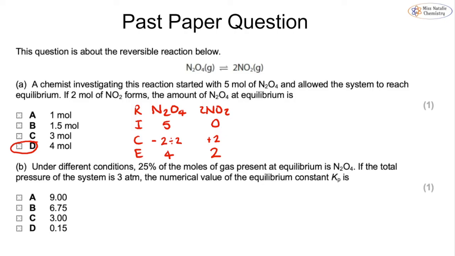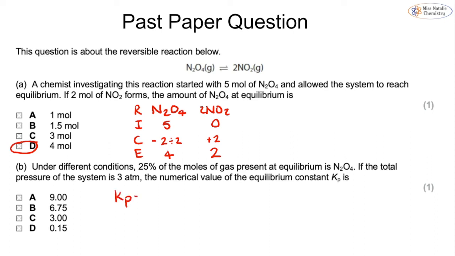Under different conditions, 25% moles of the gas present is N2O4. If the total pressure of the system is 3 atmospheres, what is the numerical value of Kp? Now, by giving you the 25%, what they've actually done is they have given you the mole fraction. So remember, the mole fraction is then used to work out your partial pressures.